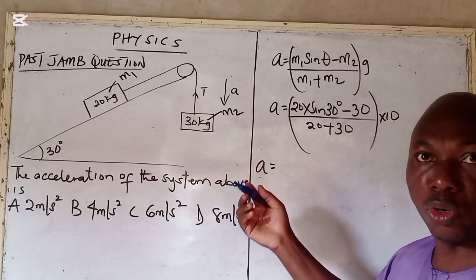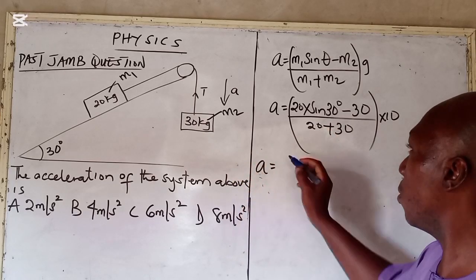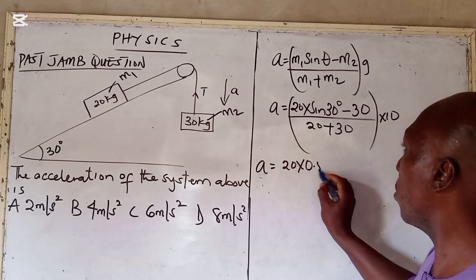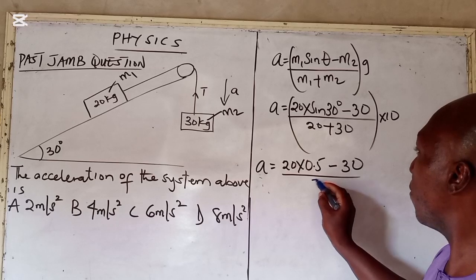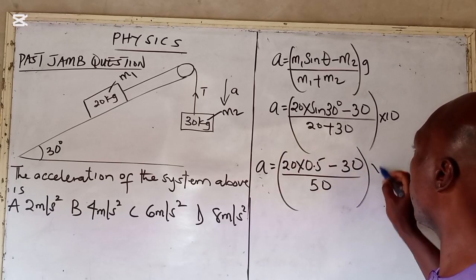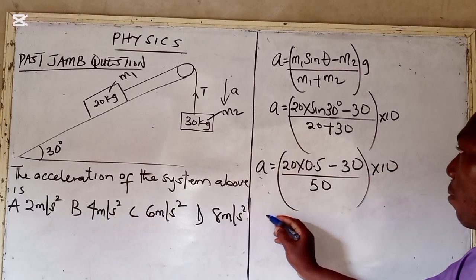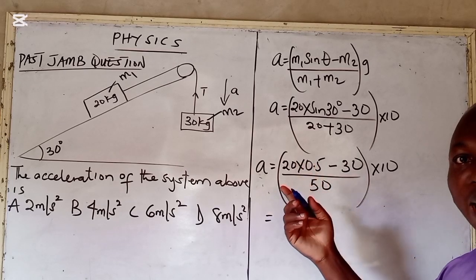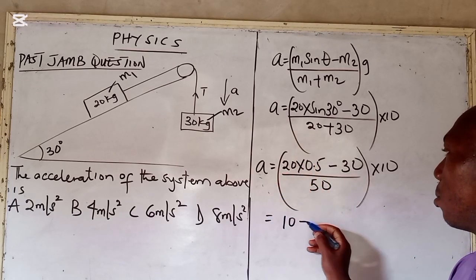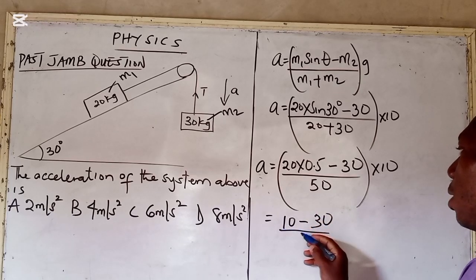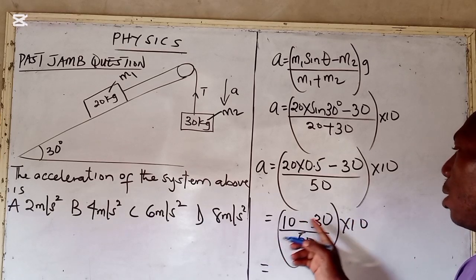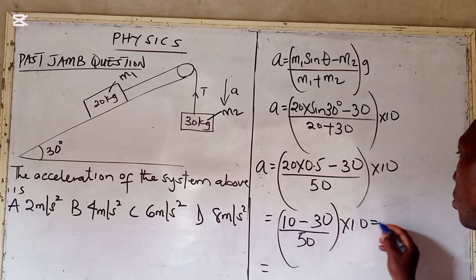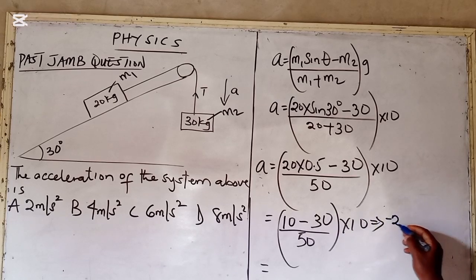Sine 30 in trigonometry is half, or 0.5. We have 20 times 0.5 minus 30, over 20 plus 30 which is 50, times 10. So we have half of 20, 0.5 means half. Half of 20 is 10, minus 30 over 50 times 10. So that will give you 10 minus 30, which is minus 20, times 10 over 50.